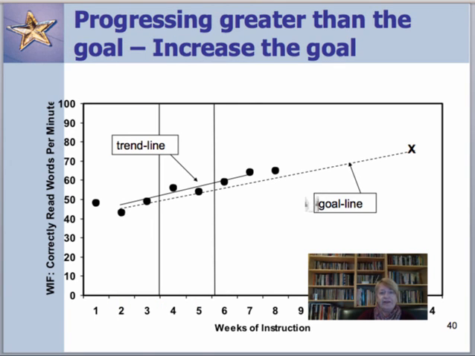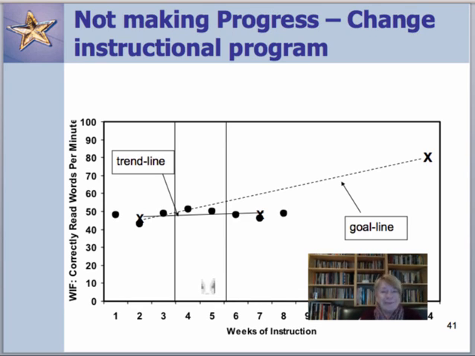So here we see an example of words correct per minute. We see the student's trend line here. We see the student's goal line plotted from the median of the first 3 weeks to the target at the end. And in this particular case, we can see that the student is making progress better than expected. So whatever we're doing is working.